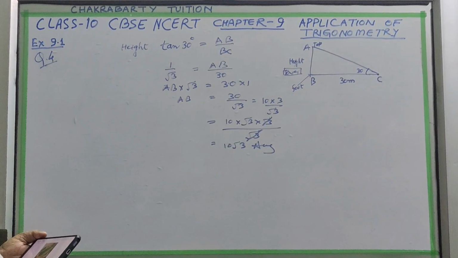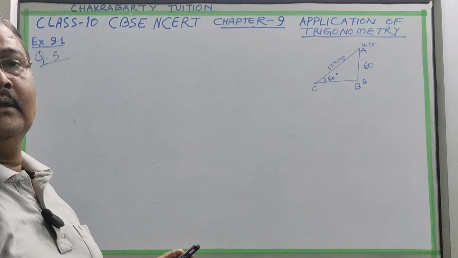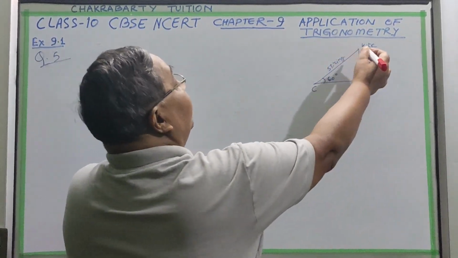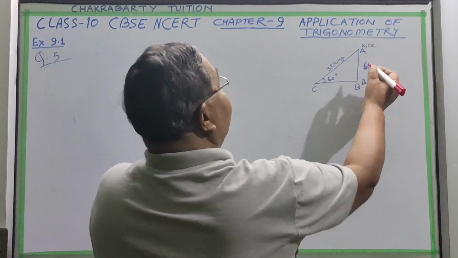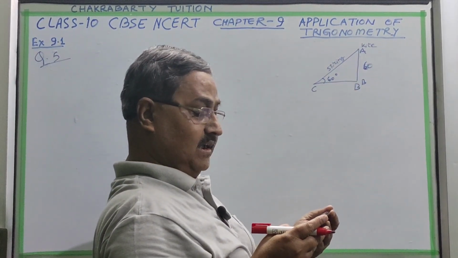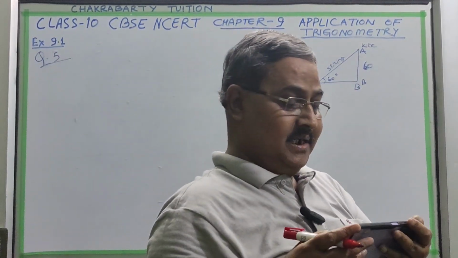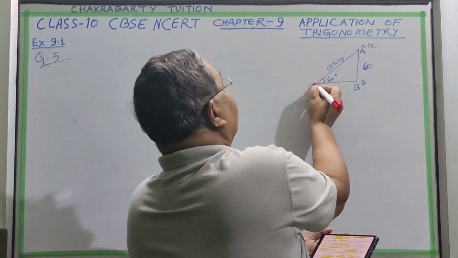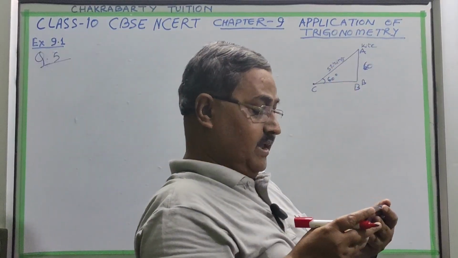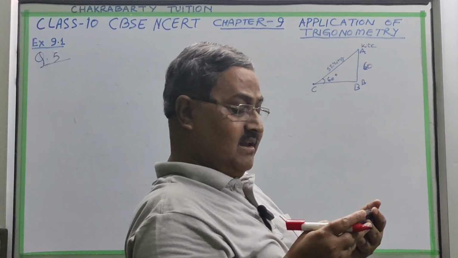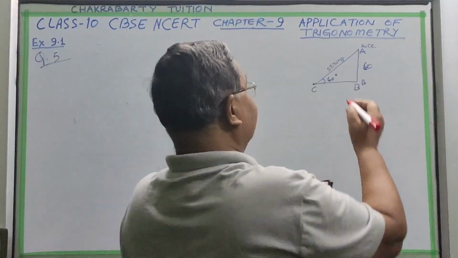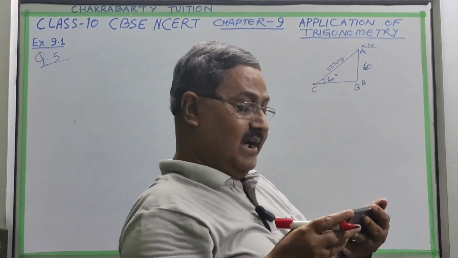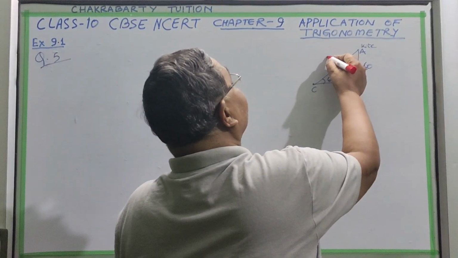Now we will go to question number 5. In question number 5, a kite is flying at a height of 60 meter above the ground. The string attached to the kite is temporarily tied to a point on the ground. The kite is tight. The inclination of the string with the ground is 60 degree. Find the length of the string.